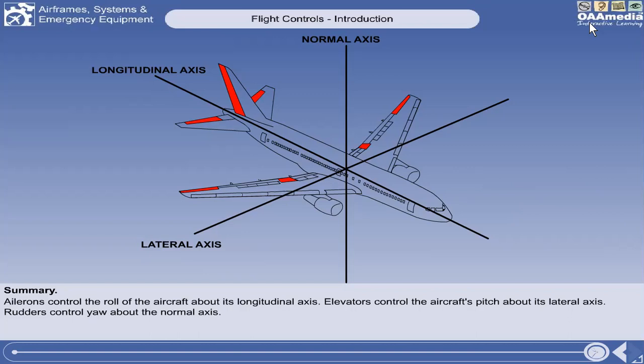So the ailerons' movement is about the longitudinal axis, but their stability is lateral stability. The elevators' movement is about the lateral axis, but it promotes stability along the longitudinal axis, or longitudinal stability. The rudder's movement is about the normal axis, but it provides directional stability. So those are the differences between the three primary flight controls.